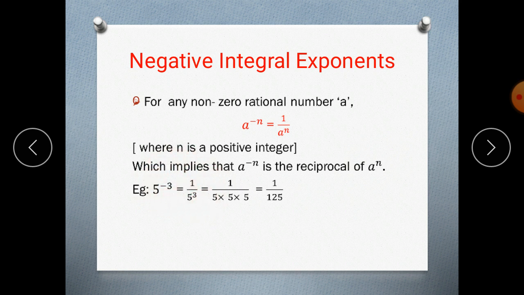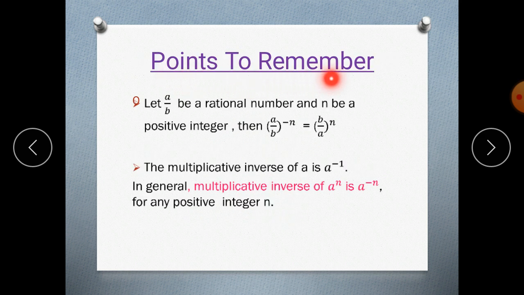Whenever I shift my a raised to minus n, or whenever I take the reciprocal of my base, the power becomes positive. 1 upon 5 raised to 3 is equal to 1 upon 5 into 5 into 5, that is equal to 1 upon 125. Now you need to remember certain points. Let a upon b be a rational number and n be a positive integer, then a upon b raised to minus n is equal to b upon a raised to n.